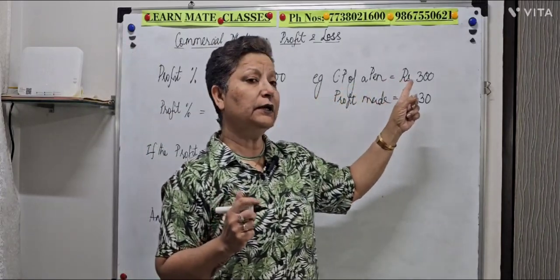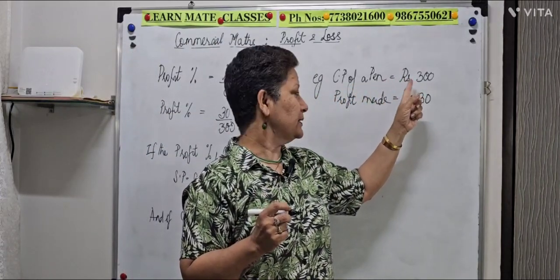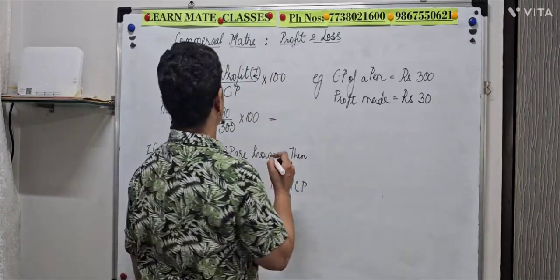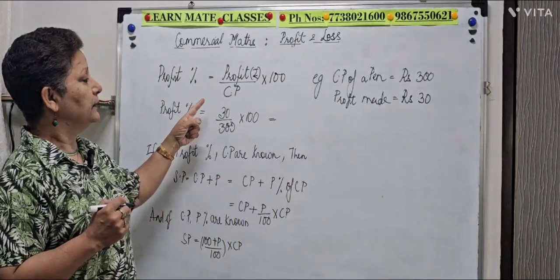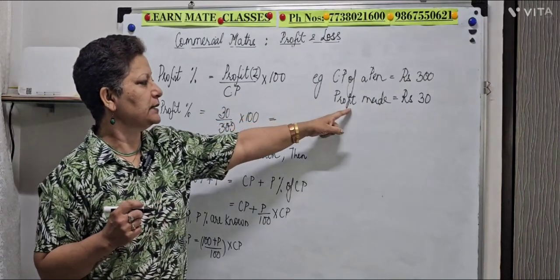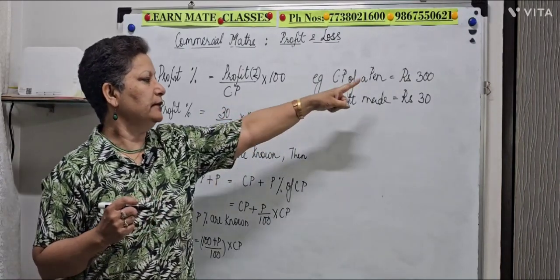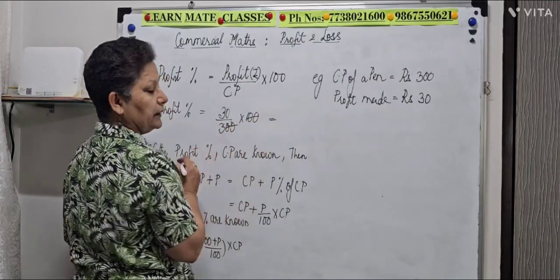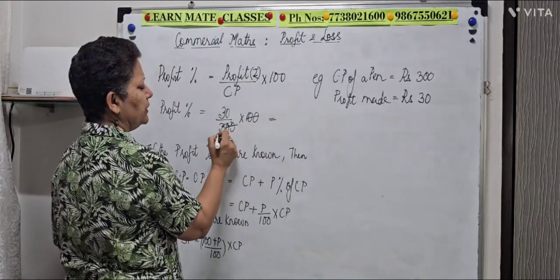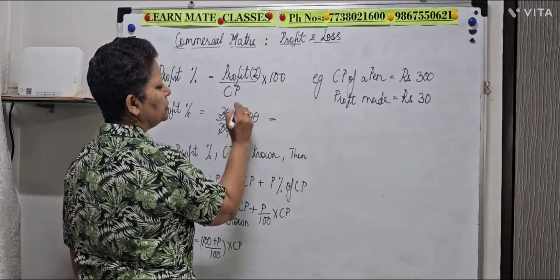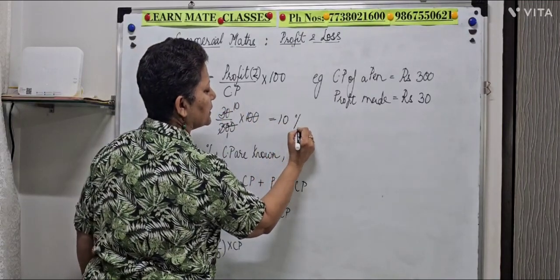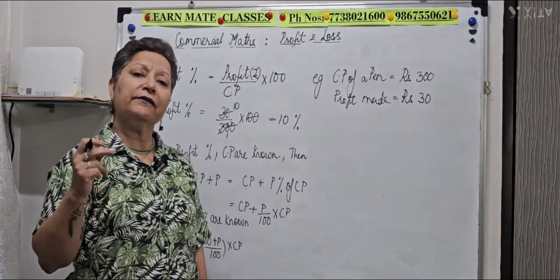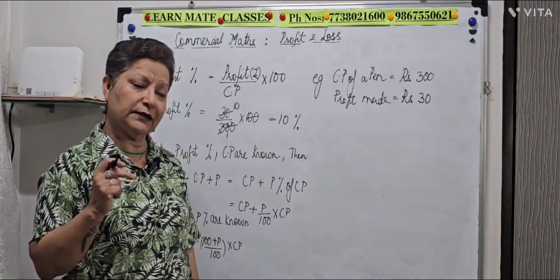Just as an example, if you bought a pen for 300 rupees and you made a profit of 30 rupees, what is your profit percentage going to be? It's going to be the profit in rupees upon the cost price of the pen into 100. The two zeros and two zeros cancel, the 3 cancels, and this gives you nothing but 10%. So this is how you calculate the profit percent if you know the profit and the cost price.